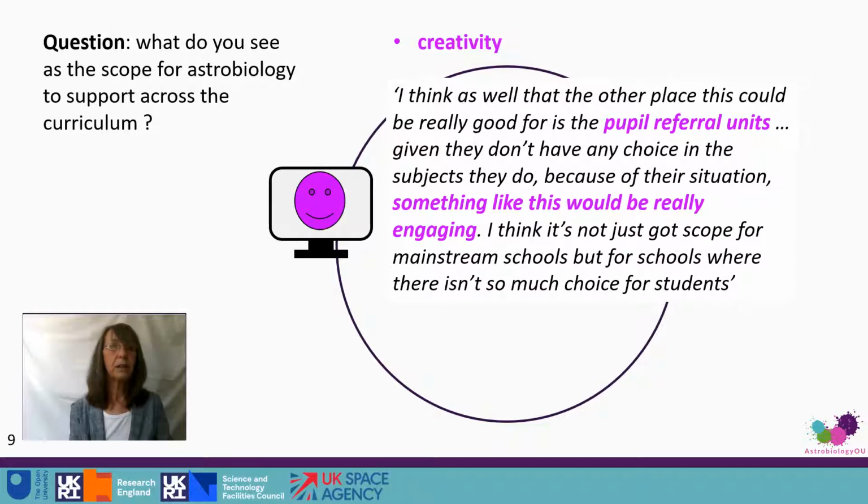While teachers felt that the work would be most appropriate for older pupils, 17, 18-year-olds, for whom such cross-curricularity would be refreshing, they also mentioned other places where such cross-curricular work would be appropriate. For example, pupil referral units, which in the UK are small units that cater for children who aren't able to attend a mainstream school or need greater care and support than that school can provide. In this situation, given that they don't have any choice in the subjects they do, something like astrobiology would be really engaging.